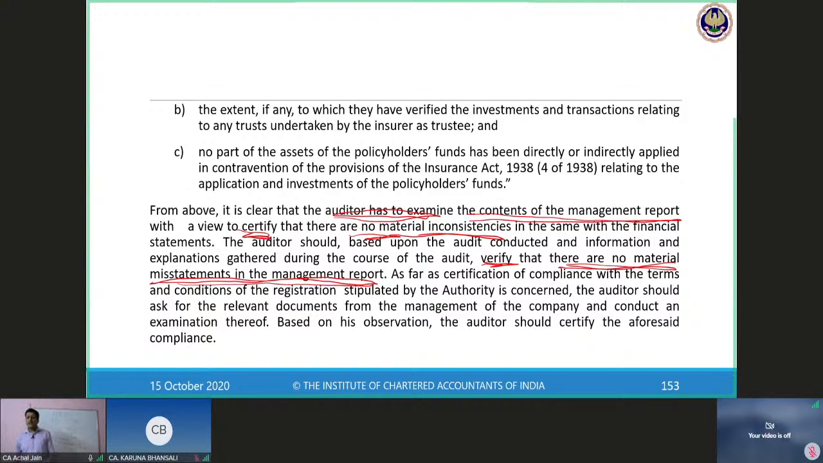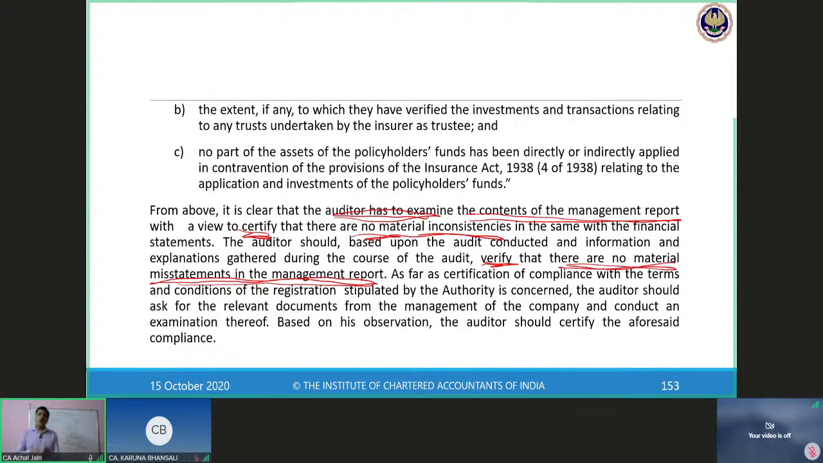As far as certification of compliance with the terms and conditions of the registration stipulated by the authority is concerned, the auditor should ask for relevant documents from the management of the company and conduct an examination thereof. Obviously, based on his observation, the auditor should certify the aforesaid compliance.